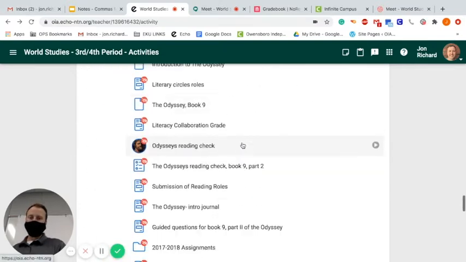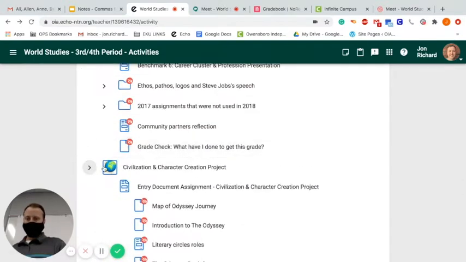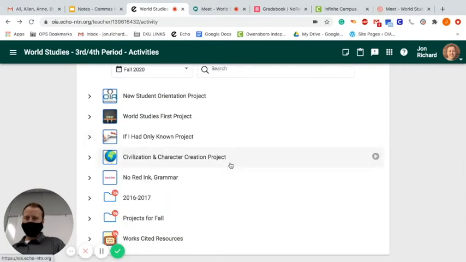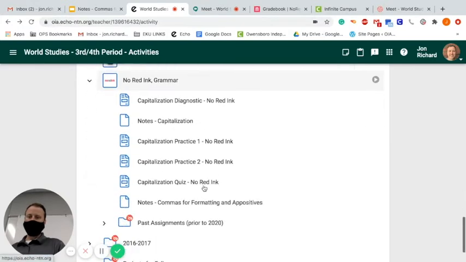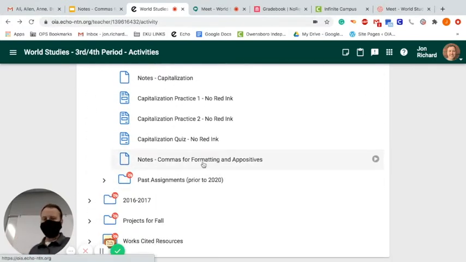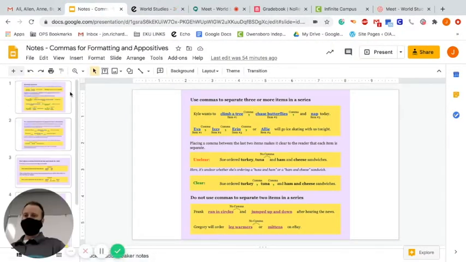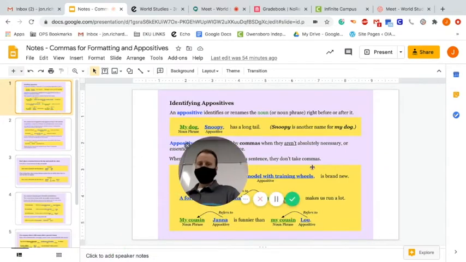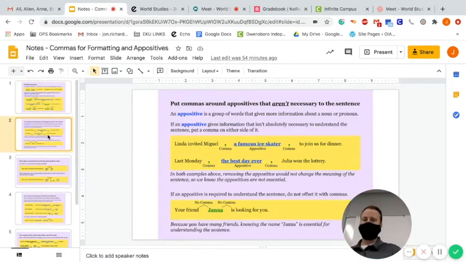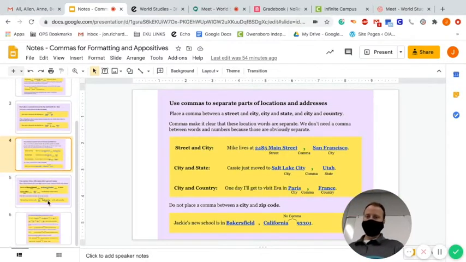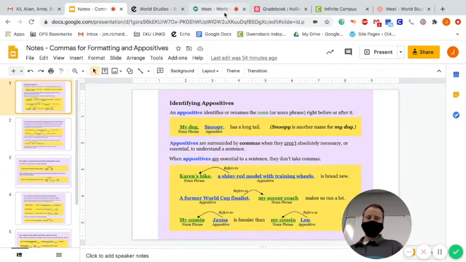If you go down to your projects, and you go down to the bottom, there's the No Red Ink folder. In that No Red Ink folder, you'll see notes, commas for formatting and positives, and when you click on everything, it'll take you to this. Just like the last time, I have all the notes ready for you, identifying positives, putting commas in with the positives, dates with commas, so on and so forth, okay?